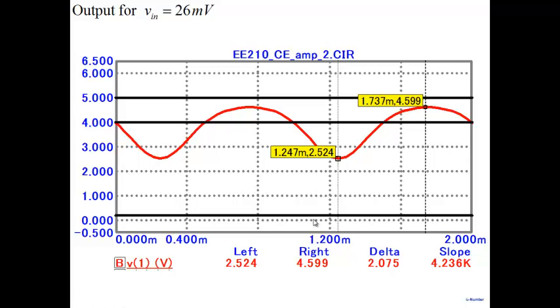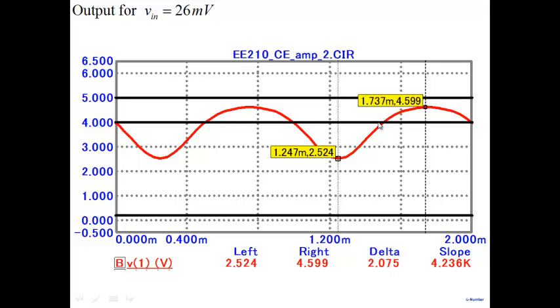This is the output. DC value is 4 as usual, no problem. What did I expect here? 3. What does it go to? Note the value here. 2.5. And what did I expect? It would go up almost to 5. And where does it go? 4.6. What do you note about this sinusoid here?